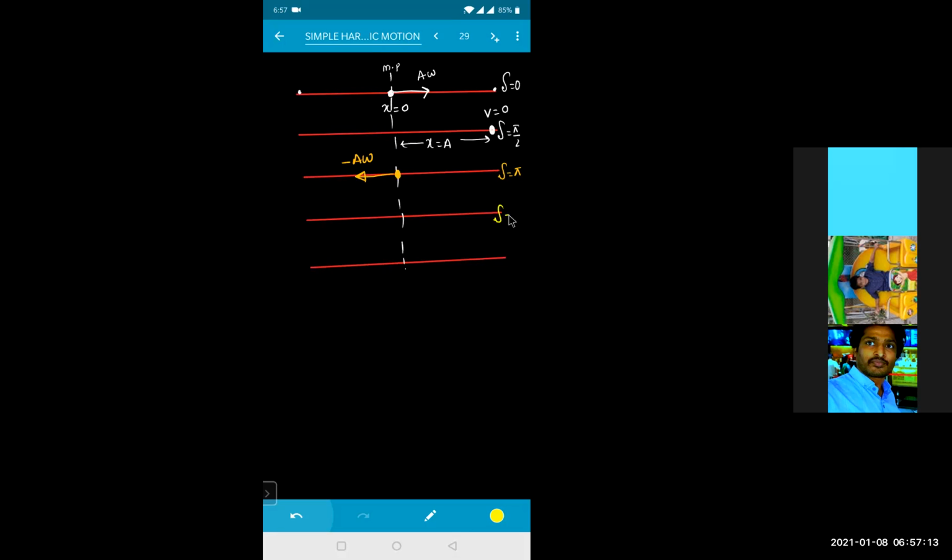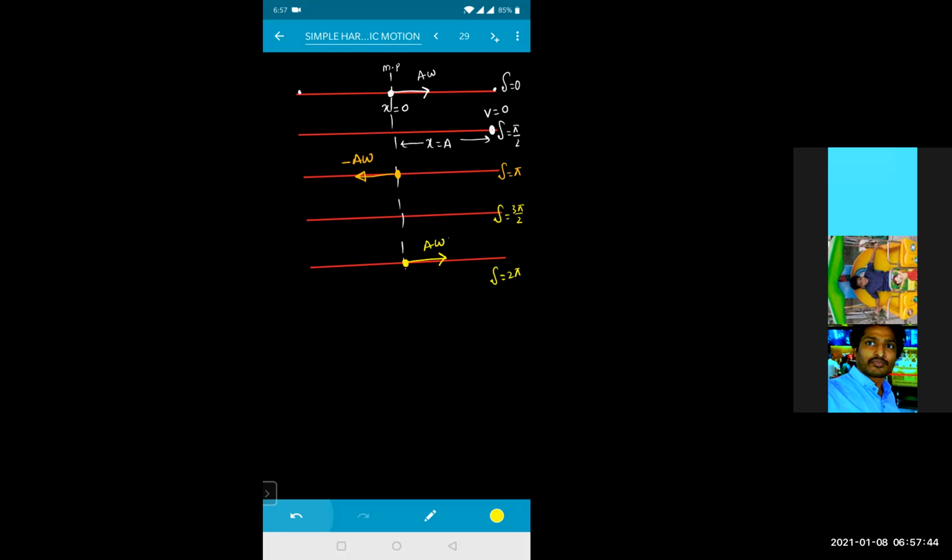The same way, the tau value after pi, if I'm writing 3 pi by 2, that means 270 degrees. Again, where will be the particle? You need to tell me. Again, when tau is equal to 2 pi, where will be the particle? 2 pi means 360 degrees. Sine 360 is nothing but 0. So what will velocity become? Positive, that will be equal to 1. That means this will be the direction of the particle, that is nothing but A into omega.